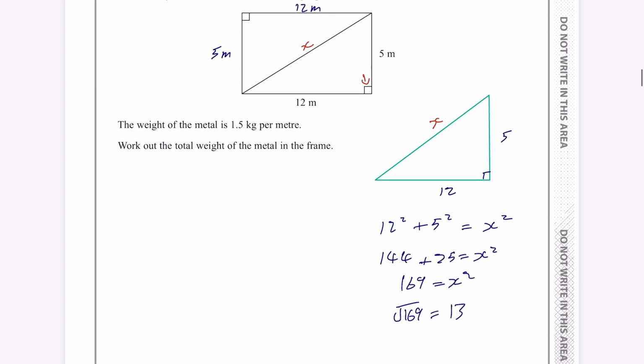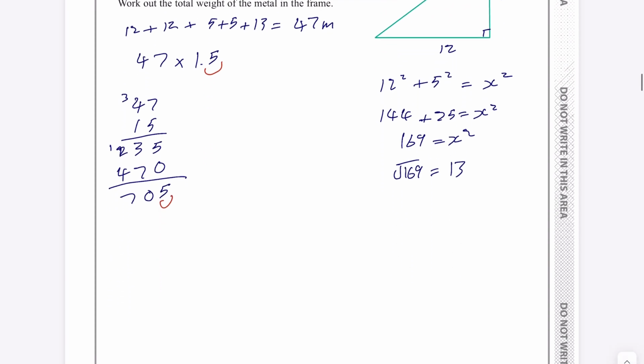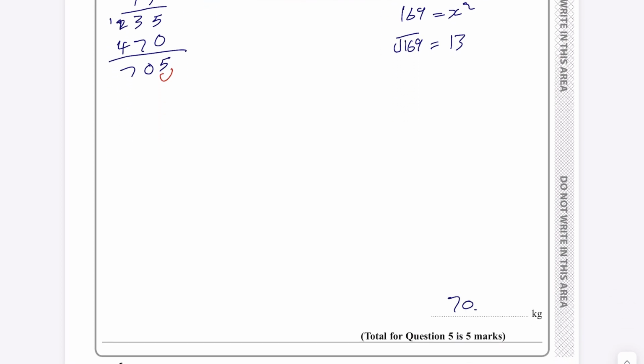So we can now add all the sides together. So that's 12 plus 12 plus 5 plus 5 plus 13 is equal to 47 meters. Now multiply 47 by 1.5 to work out the total weight. But just like before, I'm going to hop the decimal out, do the multiplication and bring the decimal back. So that's 5 times 7 is 35, that's 20, that's 23, that's 7, and that's 4, so that'll be 5, and that'll be 6, 7. So now I'm going to hop the decimal back in. So my answer will be 70.5, and I'll put that down here, 70.5.